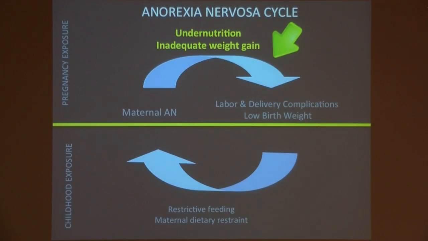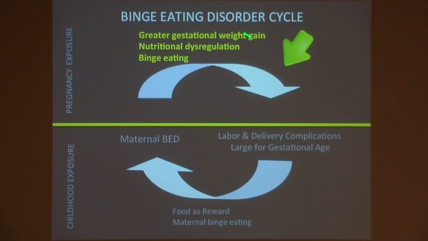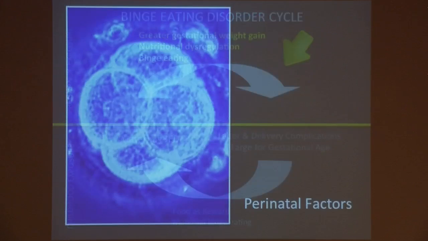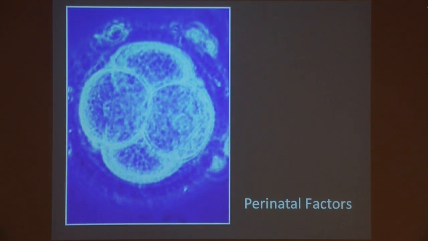I'm going to continue along the path of the cycle of risk to really go into pregnancy now. We've gone through genetics. We're going to go into pregnancy and look at this question of whether we have undernutrition and inadequate weight gain in women with anorexia, and whether we have greater gestational weight gain and nutritional dysregulation in binge eating disorder. So we're looking at perinatal factors.